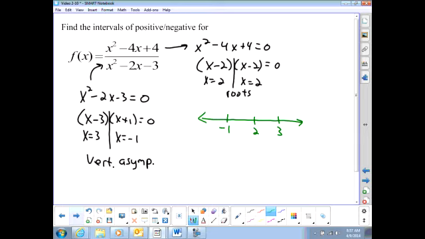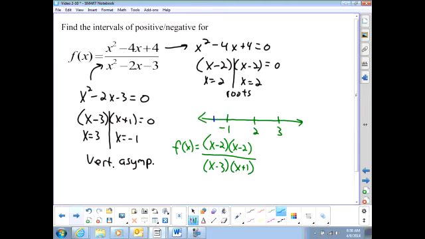What we'll do now is we'll test to see where it's positive and where it's negative. It's sometimes helpful to have the function in factored form when doing that. So we have x minus 2 times x minus 2 over x minus 3 times x plus 1. Okay, and again, that's just our numerator and denominator factored out.